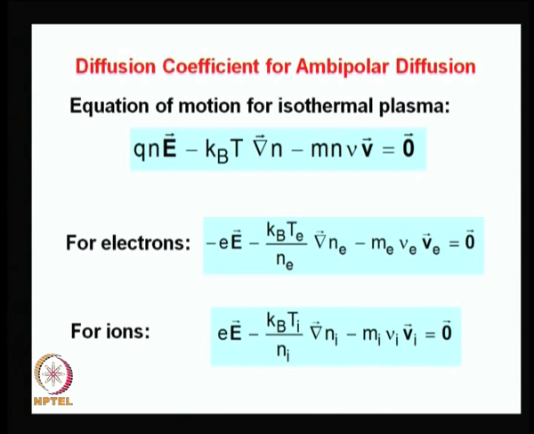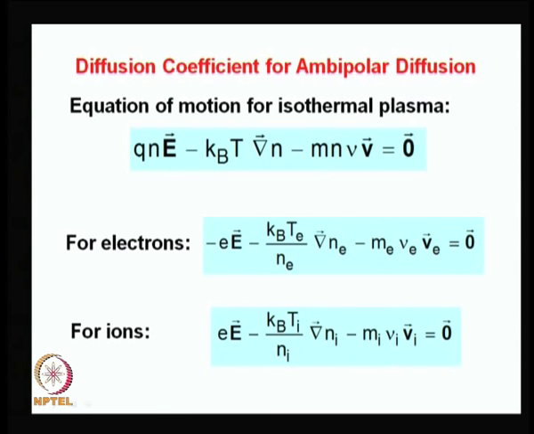Let us go back to the equation of motion for isothermal plasma, which was q n E minus kBT grad N minus m n nu V is equal to 0. We can write it for electrons and for ions. For electrons, the charge becomes minus e. We divide the equation by N. So, we get minus eE minus kBTe upon Ne grad Ne minus me nu e Ve is equal to 0.